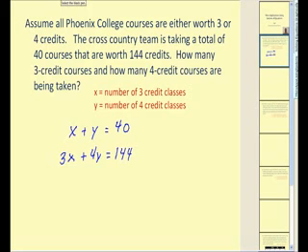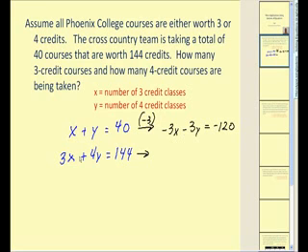Now remember, we can solve this system using a variety of methods. I'm going to use the elimination method, and I'm going to eliminate the x terms. So since this is 3x, I want this to be a negative 3x, therefore I'll multiply this first equation by negative 3. So the result would be negative 3x minus 3y is equal to negative 120. And we can leave the second equation in its original form.